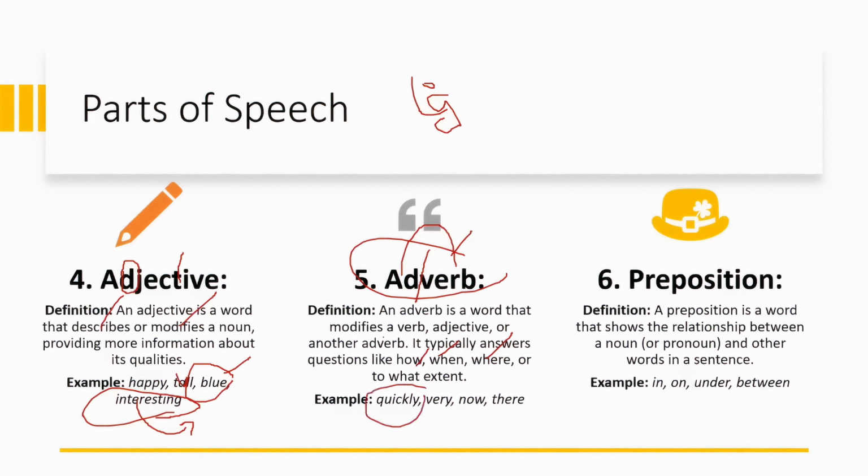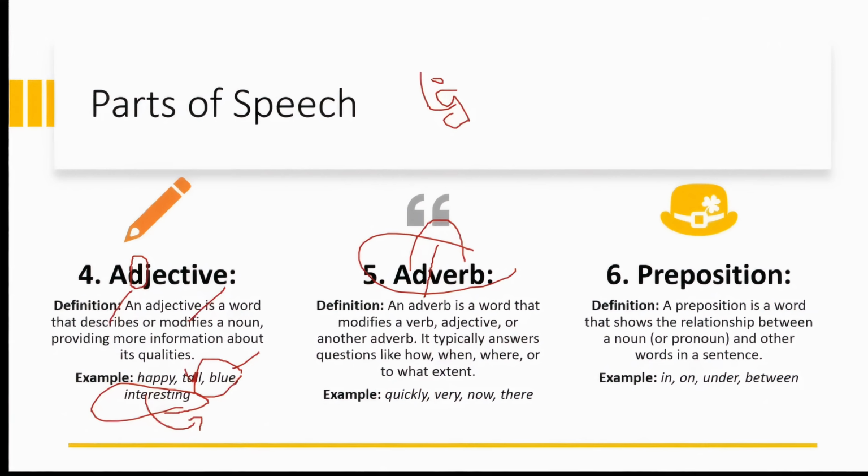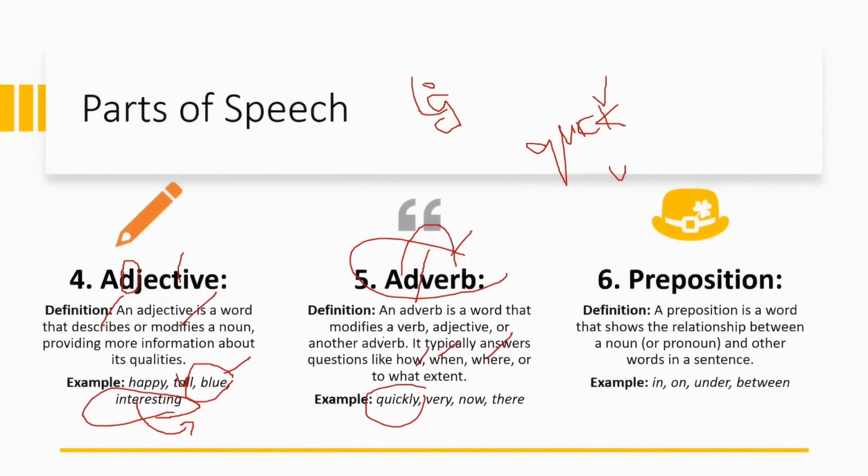Quickly. One is quick. Quick is an adjective. Quick fox, quick person, quick reaction. Quickly: move quickly. So quickly is qualifying move. Move is a verb, so quickly is an adverb. Quick fox: it's qualifying fox, and fox is a noun. Similarly, very happy. Happy is an adjective, so very is qualifying happy.